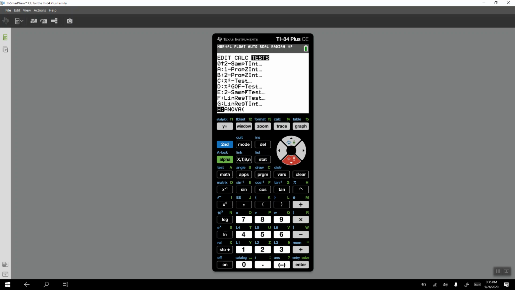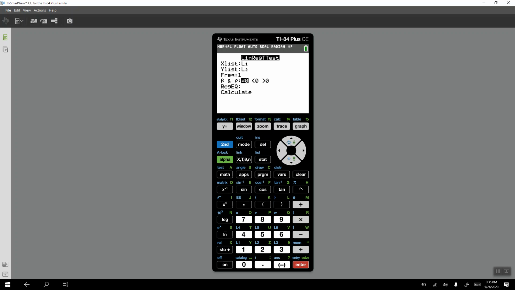All right, notice we have 2 of them. One of them is a linear regression t-test. The other one is a linear regression t-interval. I want to test because I'm doing hypothesis testing, which means I want to select this one here. All right, let's select that. Now it's going to ask me for my input.